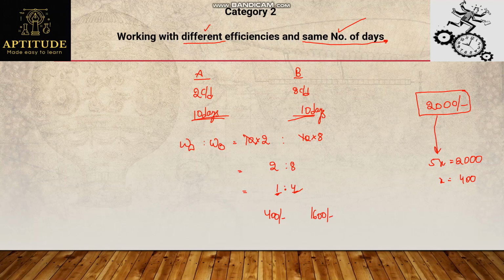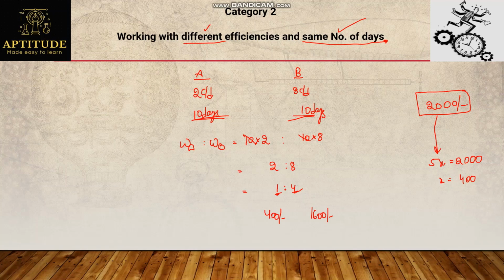So this is how second category problems will be. Whenever having the same number of days, just consider the efficiency ratio, and in category 1, whenever having the same efficiencies, consider the number of days as a ratio. I hope everyone is done with category 1 and category 2. Why? Because this is very simple to solve. Any person can guess this without knowing this concept also.